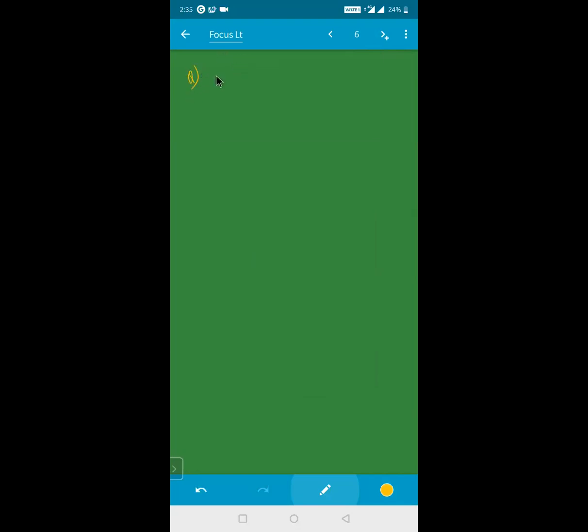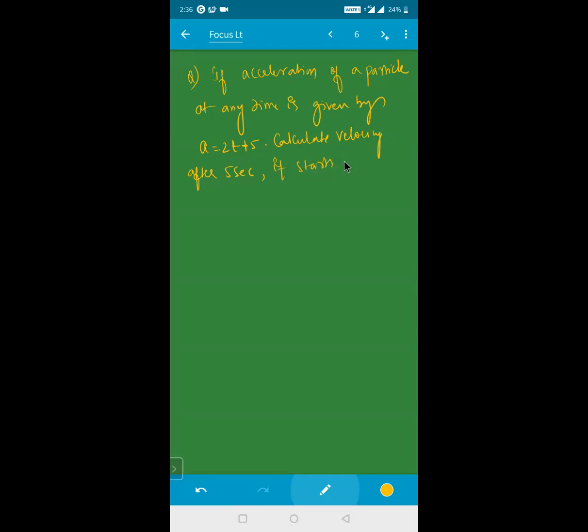See here, if the acceleration of a particle at any time is given by a is equal to 2t plus 5, calculate the velocity after 5 seconds. It starts from rest. Quickly tell me.